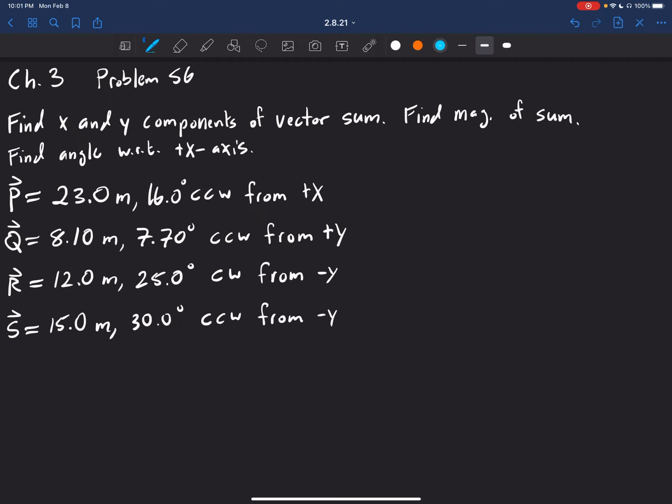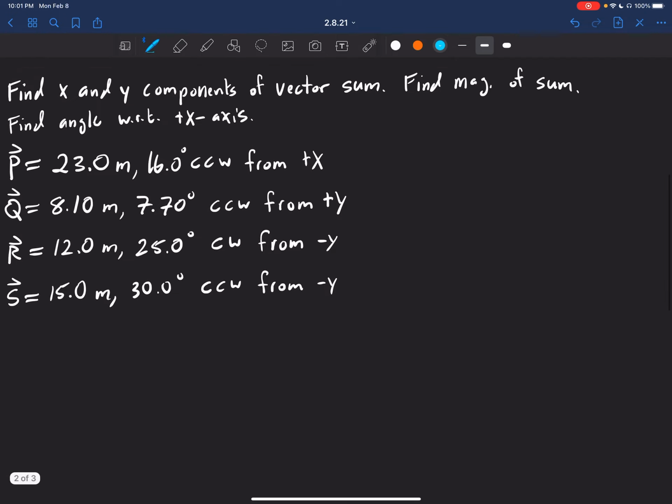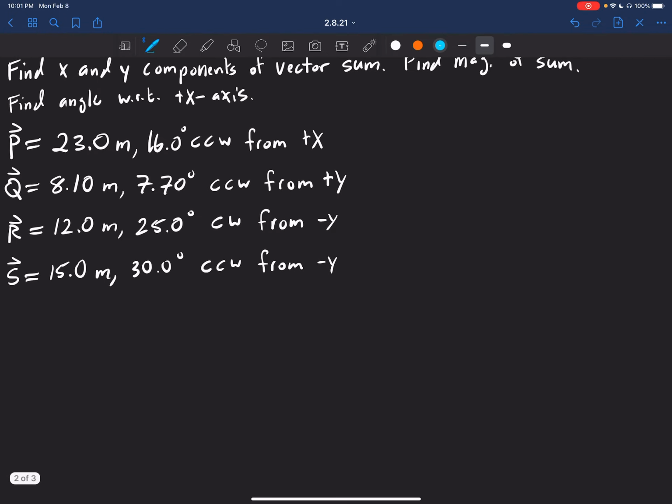So to start, we're going to find the sum of all the x components of these vectors. We're going to take the first x component from P. It's going to be 23 times the cosine of 16 degrees. And that's just the magnitude multiplied by the cosine of the angle. That's going to give you the x component of all of these.